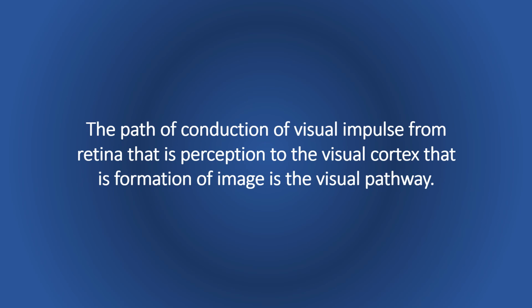And just like paths or roads can have holes or pits in the way, similarly the visual pathway can have lesions which cause visual field defects, leading to blindness or anopia in that particular region. That we'll talk about in our next video. For now, proceed with the visual pathway, which consists of a series of cells and synapses that carry visual information from the environment to the brain for processing.